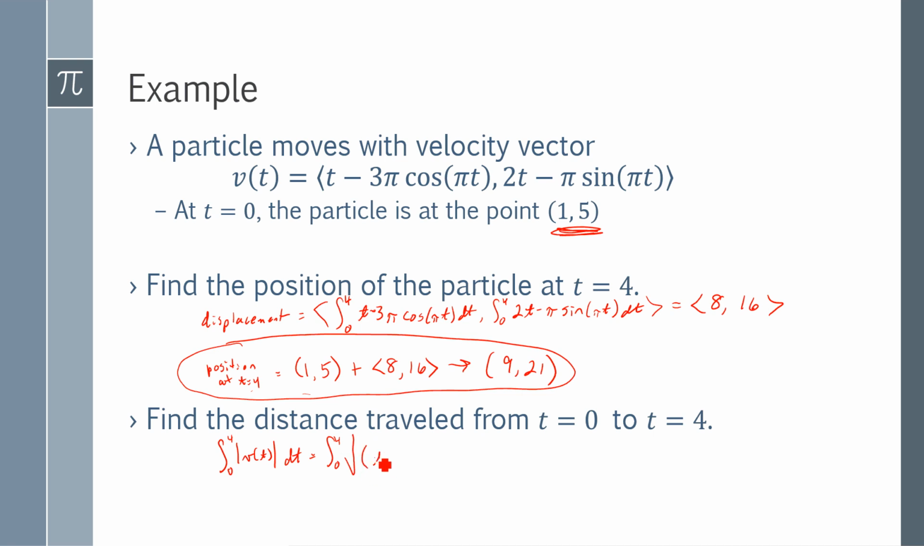I take the x component of velocity squared plus the y component of velocity squared, add them together and put inside of a radical, a square root, and do the integral from 0 to 4 with respect to time on that. And this one I definitely need the calculator for. I get 33.533 is the distance traveled.